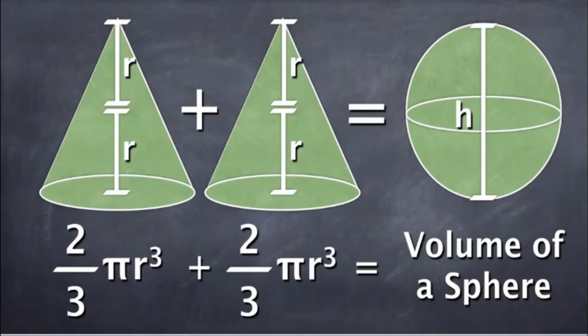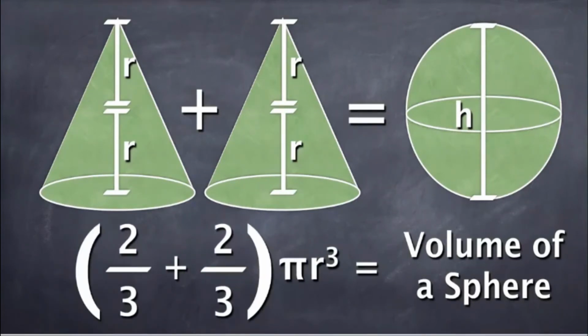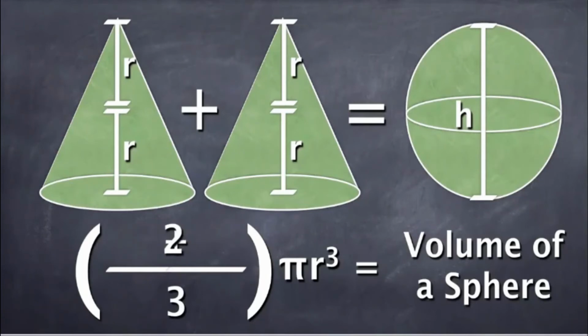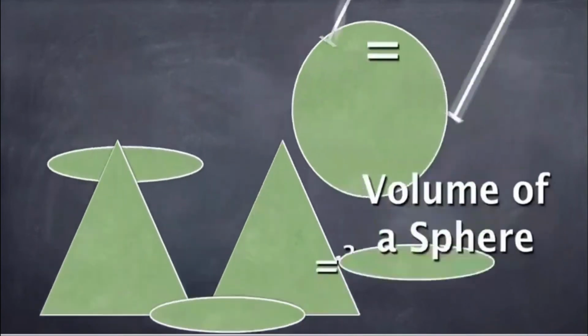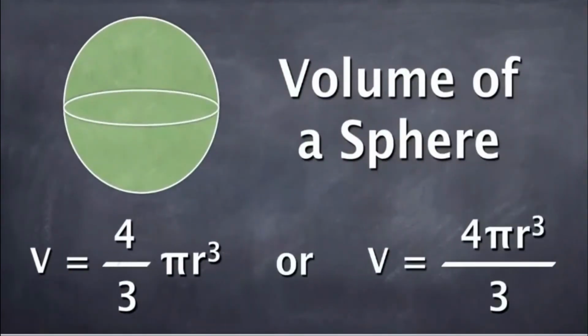Okay. Now we can also write it this way. Take pi r cube common and add the coefficients. Since the denominator is the same, the fractions can be combined using only one denominator and adding the numerators 2 and 2, as you can see here, finally giving us the formula for the volume of a sphere as 4 pi r cube by 3.